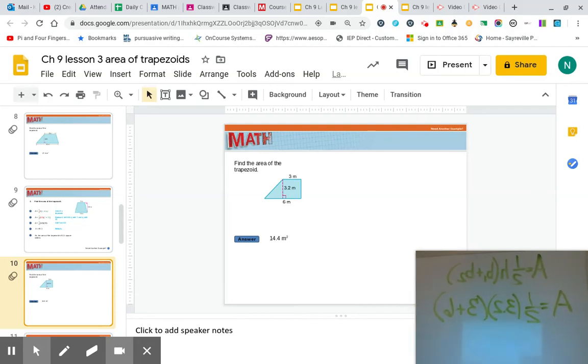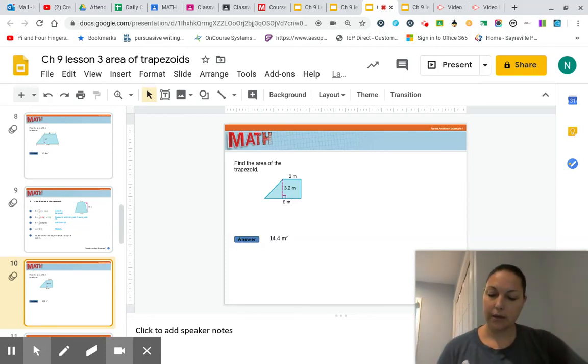there's the formula filled in. Now you're going to go ahead and do the math. So 1/2, 3.2 times 9. Again, I don't have my calculator, so I'm going to use my phone. 9 times 3.2 equals 28.8, and you're going to divide that by 2. And you're going to get your area equals 14.4, and it's square meters again.